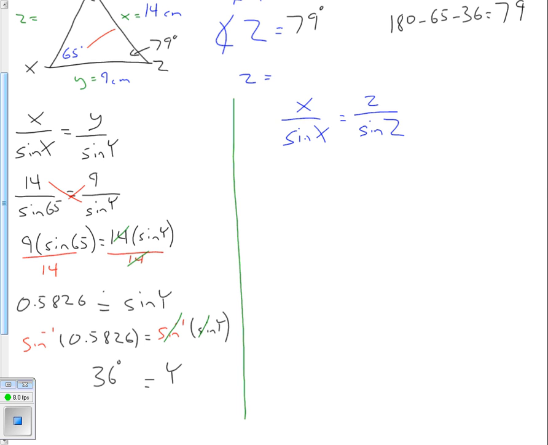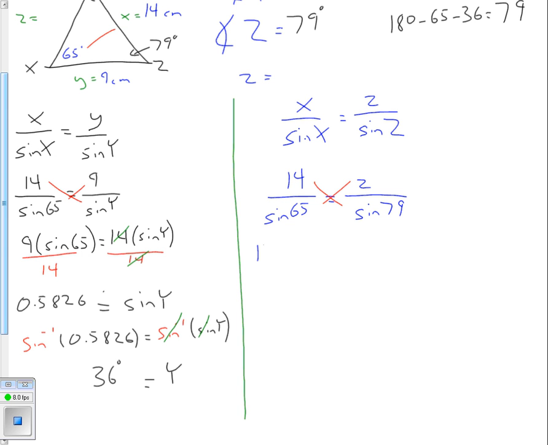So I know that x is equal to 14 centimeters. I know that the angle for x is 65 degrees. I don't know the length of z, but I do now know the angle. We just solved for that, okay? And so the angle for z is 79 degrees. So, just like we do, we have to cross multiply. So I'm going to take 14 times sine 79 and z times sine 65.